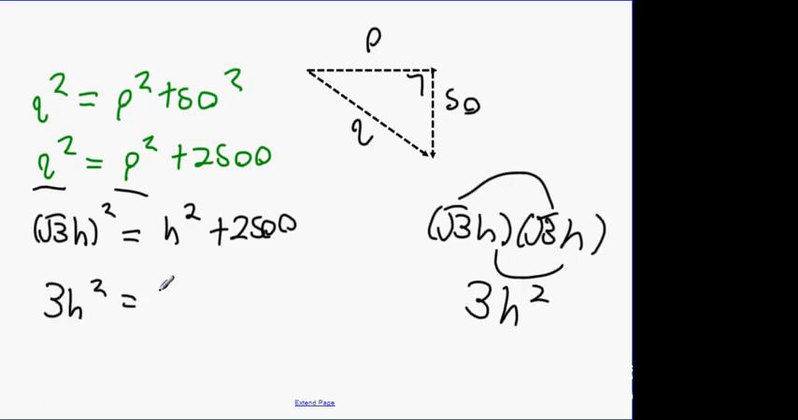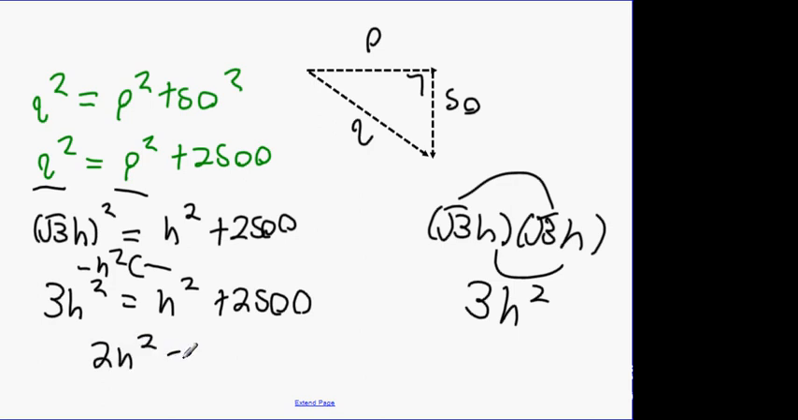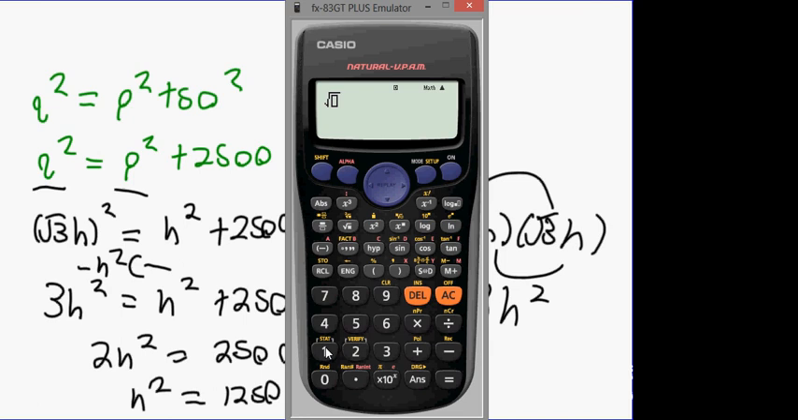Bring over the H squared. Comes minus H squared. 2H squared equals 2500. H squared therefore is 1250. Square root 1250. And what we get there is 25 root 2. Exactly the way we wanted it.